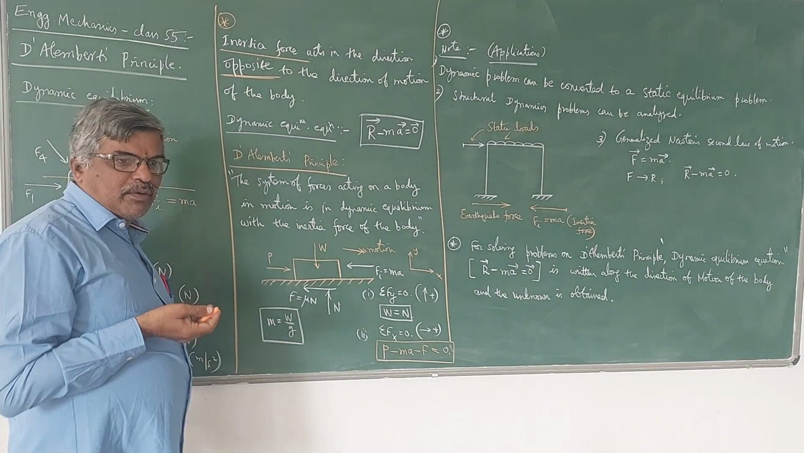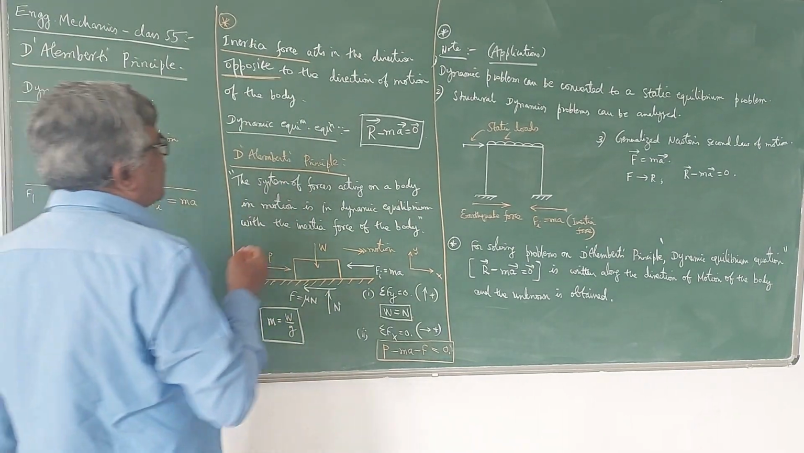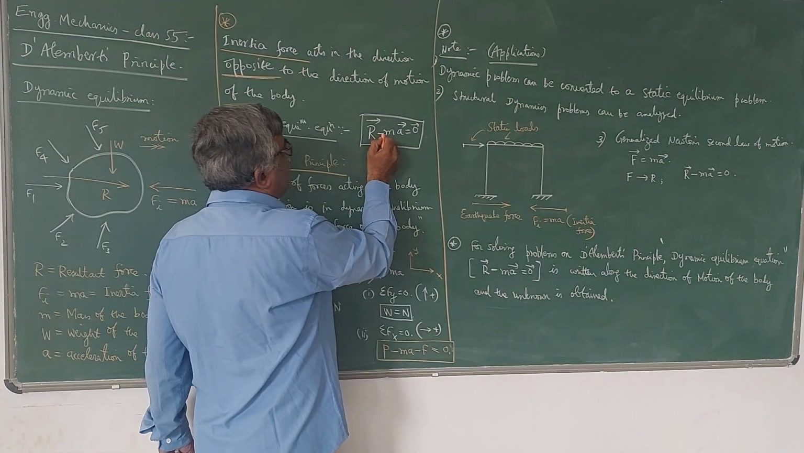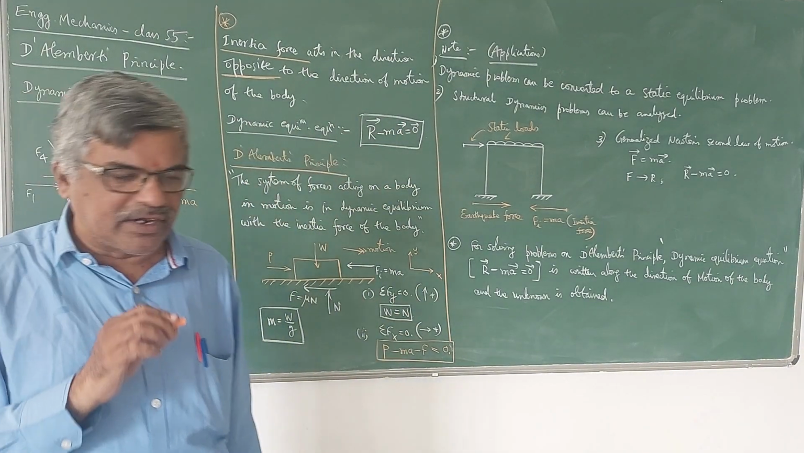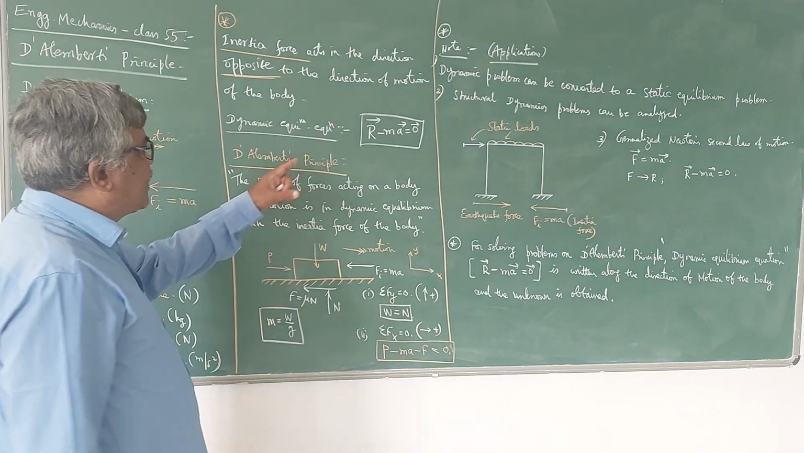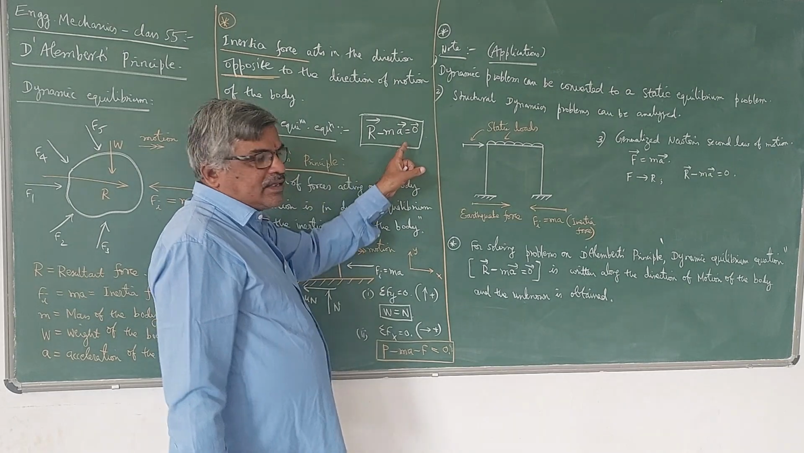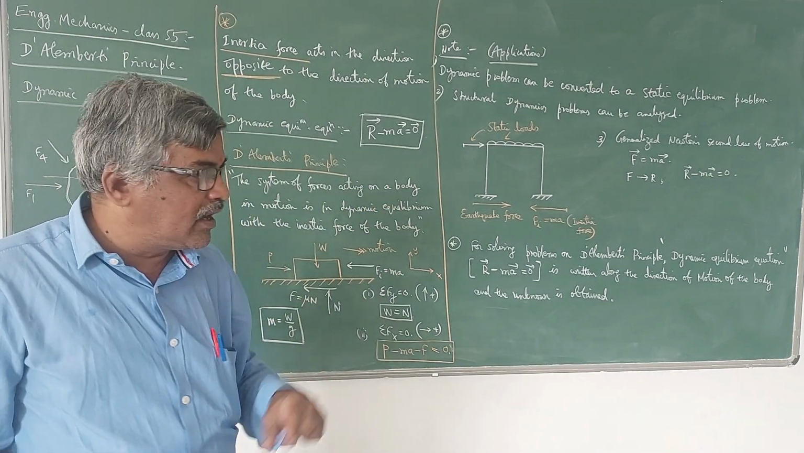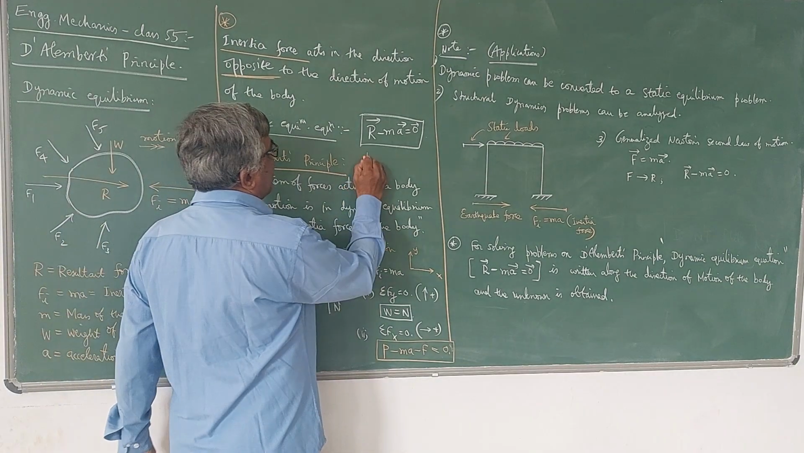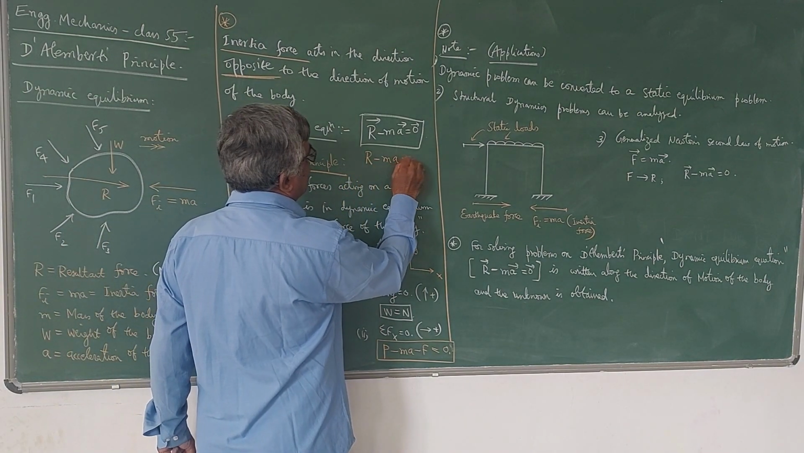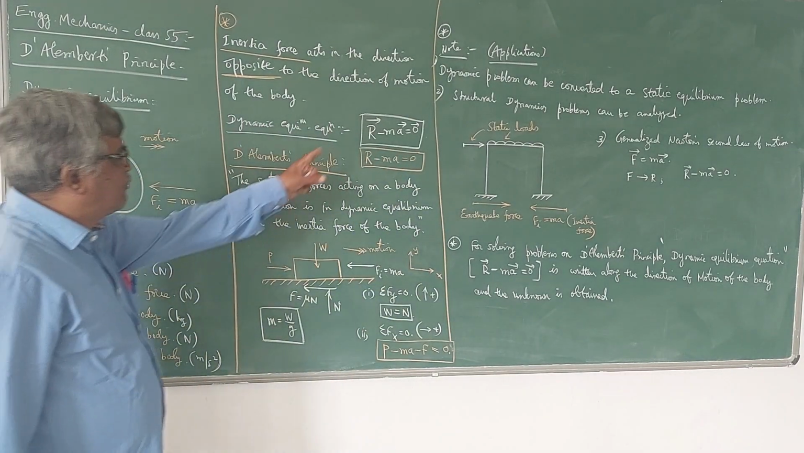Now what is the dynamic equilibrium equation? Just like the static equilibrium equation, you have the dynamic equilibrium equation like this: vector R minus m into vector a is equal to the null vector. That means I have written the vector form. R is the resultant vector, m is the mass of the body, which is a scalar, a is the acceleration vector, and the right-hand side is a null vector. In scalar form, it is R minus m a is equal to 0. This is the scalar form of the dynamic equilibrium equation, and this is the vectorial form.